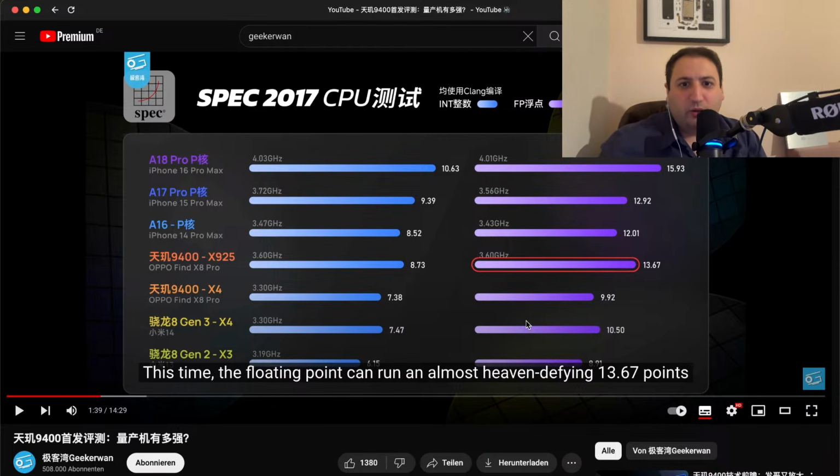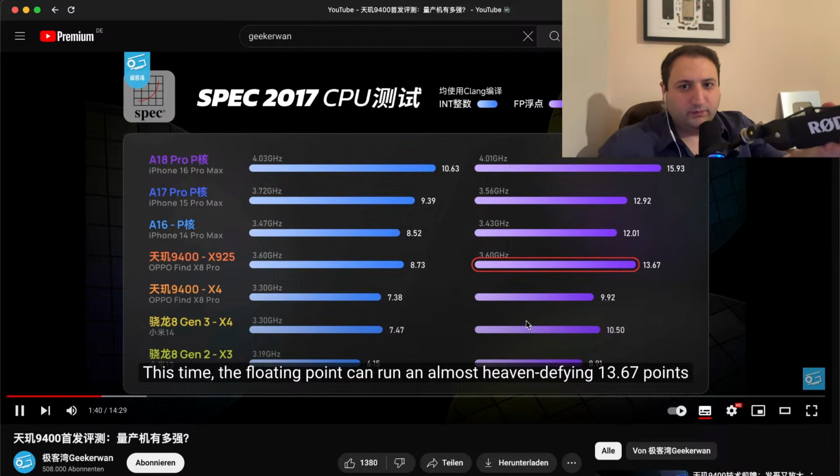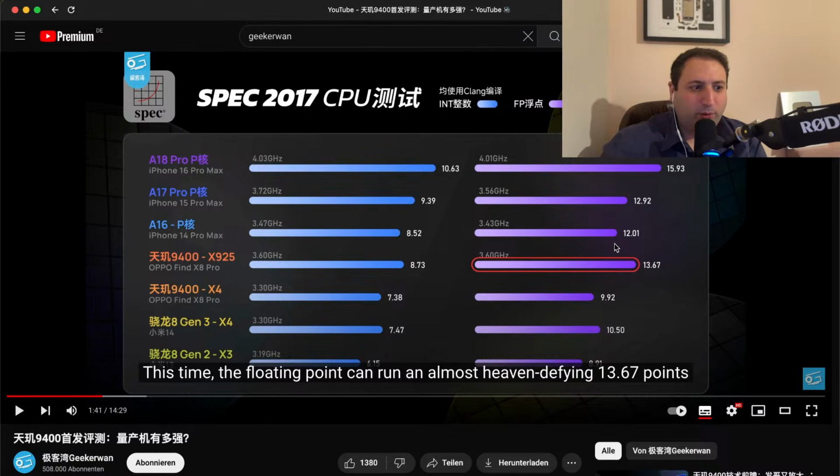The floating point also makes more sense for more modern computations in general. Of course, 13.6 gives it also now a higher IPC than the A16 in terms of FP computation because they're at 3.6 gigahertz versus 3.4, and even versus the A17 Pro.